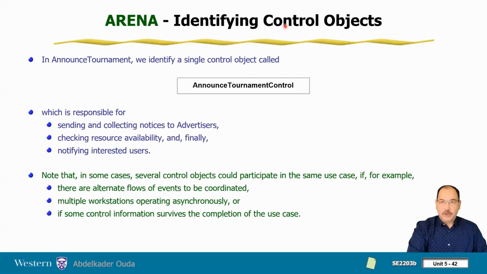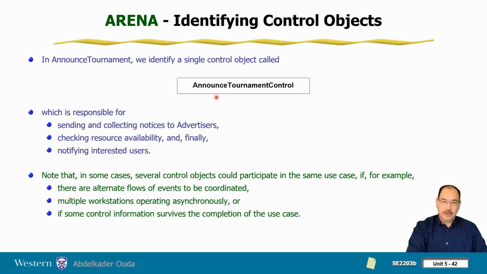All right, now we need to identify control objects. In this example, I identified only one controller, but you know that we may have multiple controllers. You may say that your approach is to have one controller per view, or one controller per UI, or one controller per control object, or one controller per actor. In this example, I identify one controller with the use case, the use case announce tournaments.